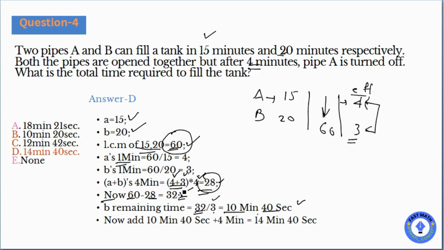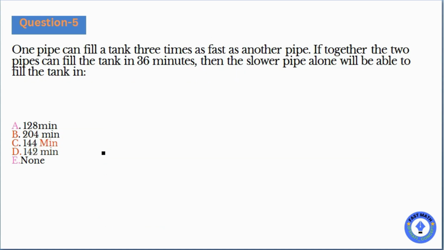But A was shut off after 4 minutes, so you have to add 4 minutes. This is the time for B, and initially the tank was filled for 4 minutes. The total will be 14 minutes 40 seconds. This is the answer. Please check it a second time so that you have a better idea on this problem. Let's go to the next question.